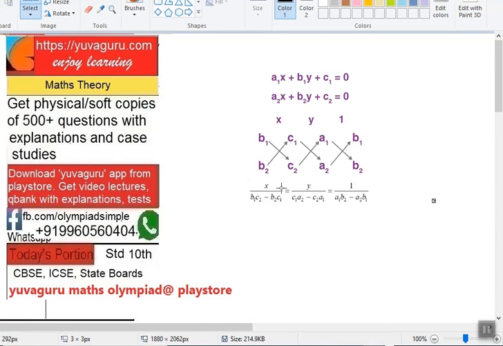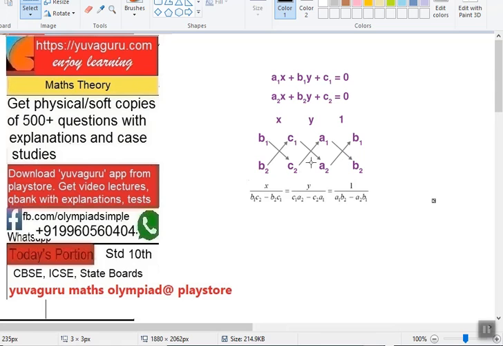What you do is, in x, you take b1, b2 and right below them, c1, c2. Don't take a1, a2. For y, you take c1 and a, meaning c and a. The combination of the coefficients should be such that it is not the coefficient of that variable. Okay, meaning for x we have b and c, for y we have c and a, and for the constant we have a and b.